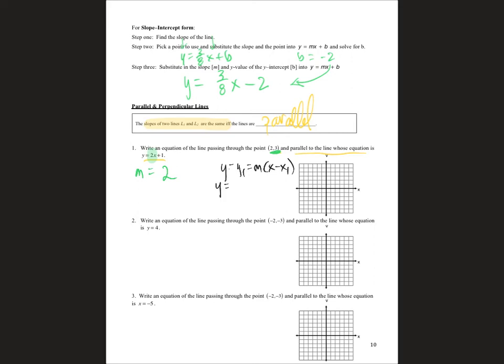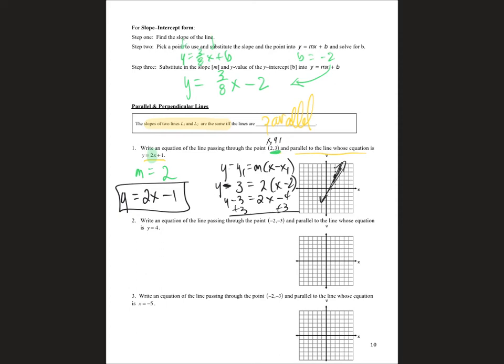I know the point, right? So I'm just substituting in. I know the slope. And I can just simplify. Distribute on the right-hand side. Add 3 to both sides. And I'm going to get y equals 2x minus 1. You could graph it to check, right? Up 2, over 1. There it is. Yep, works.